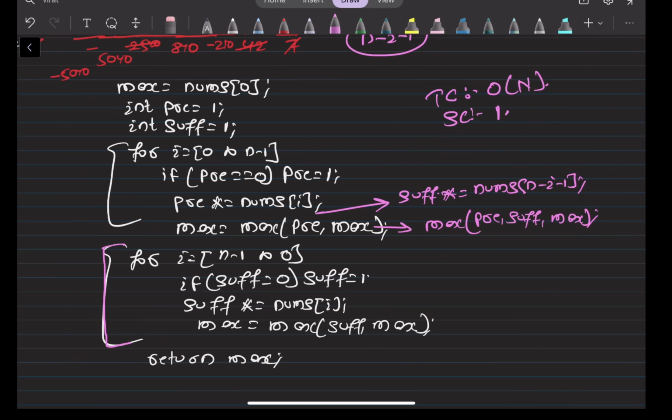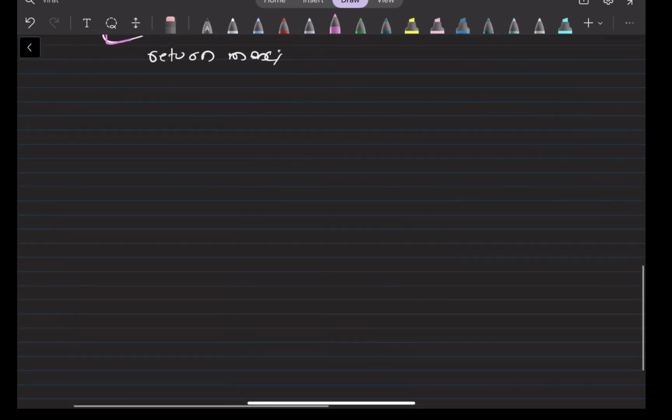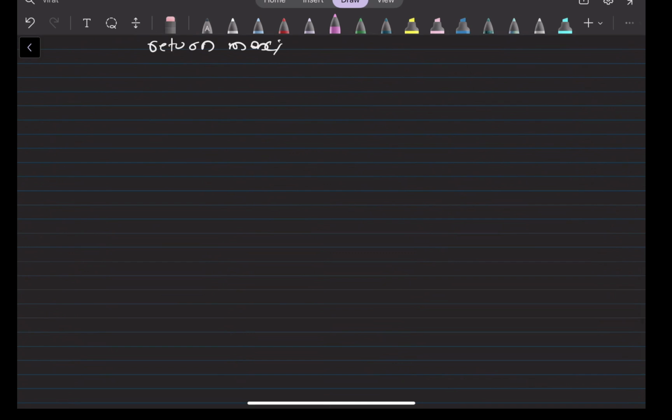Okay, let's talk about one more solution for this, where first let's try to understand how we can build that solution. So let's take one array first: 1, 2, minus 3, 4, minus 5, 6, and minus 7.